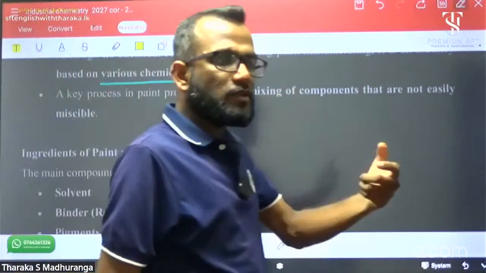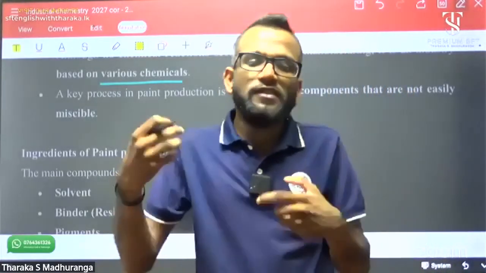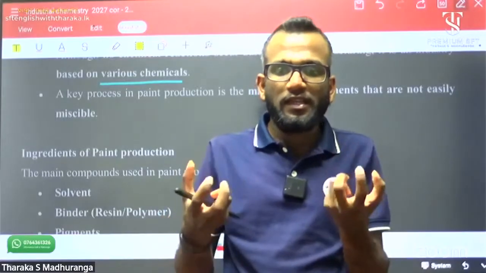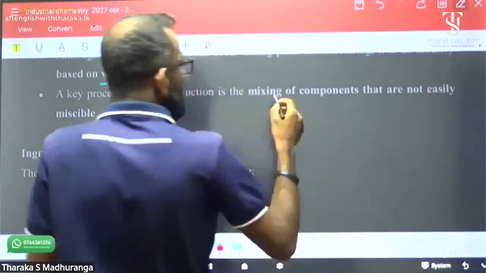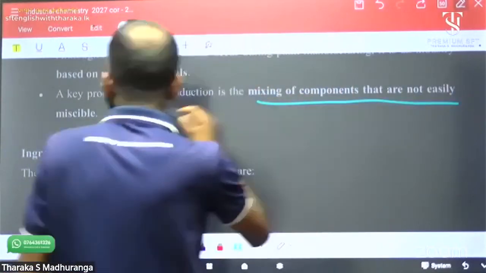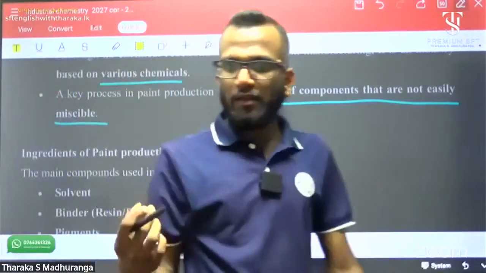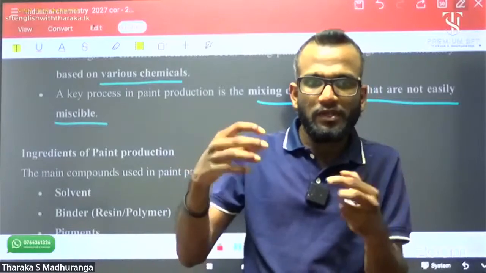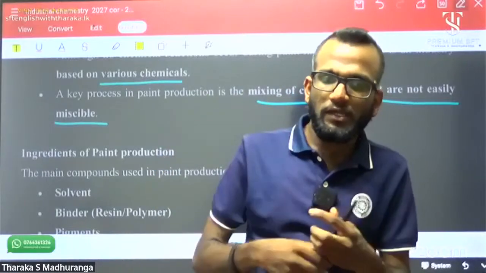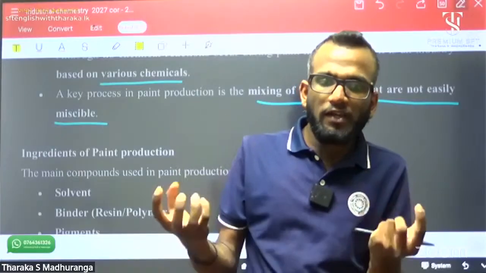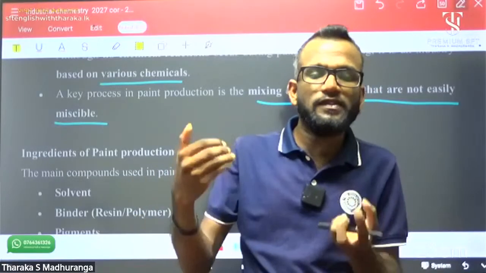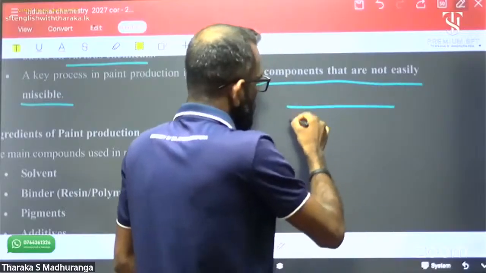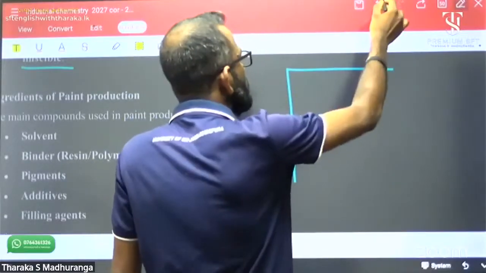Actually, the paint production process is a mixing process, mixing components that are not easily mixable. Normally, some chemicals do not mix easily; they always try to separate. But in paint production, non-easily mixable compounds are mixed in a permanent way. Now think it is a paint bucket.